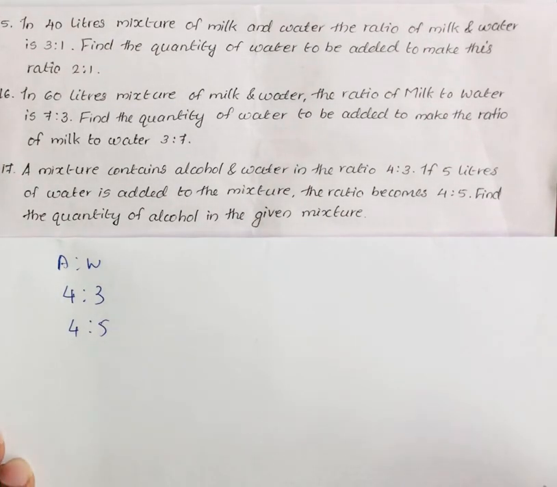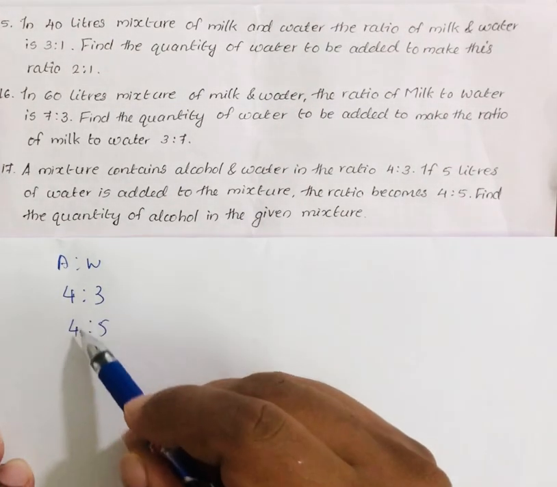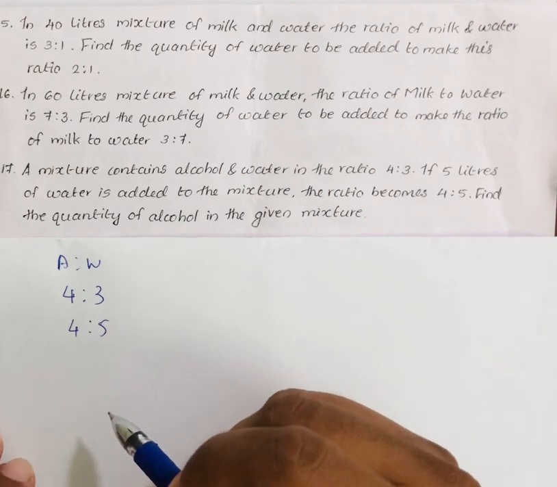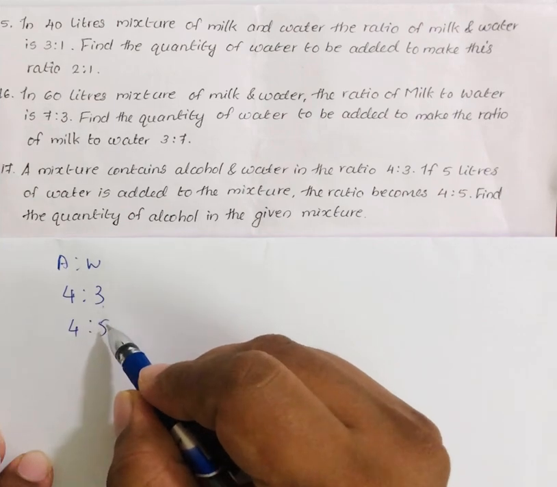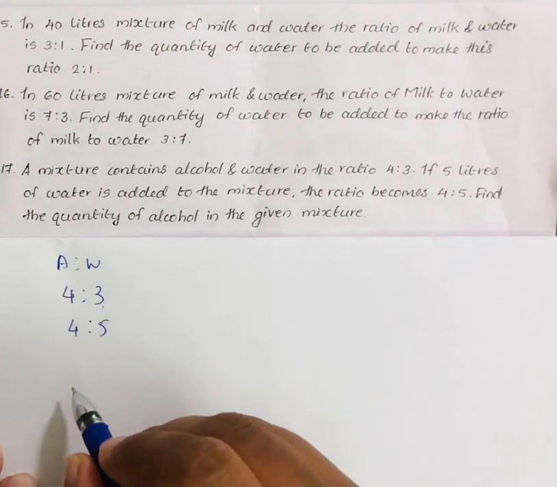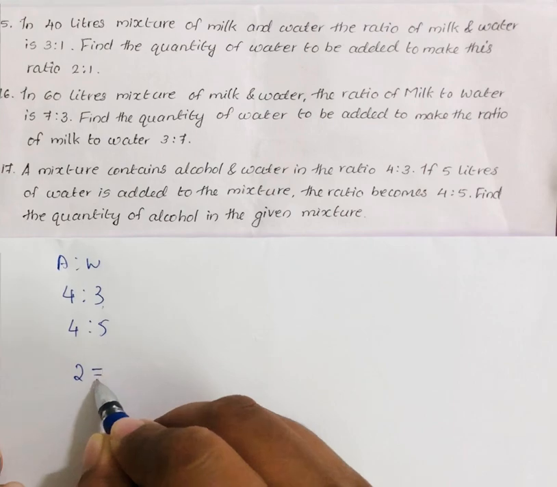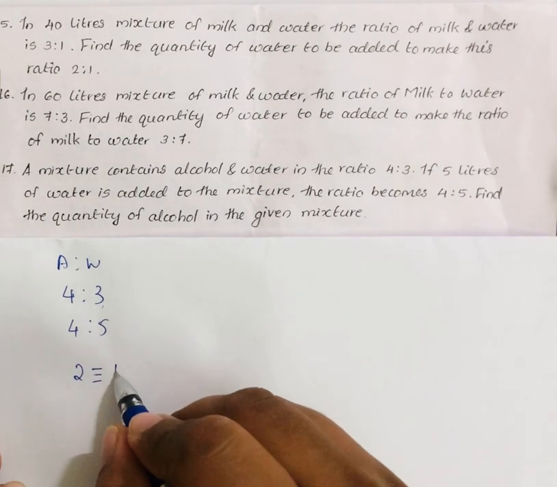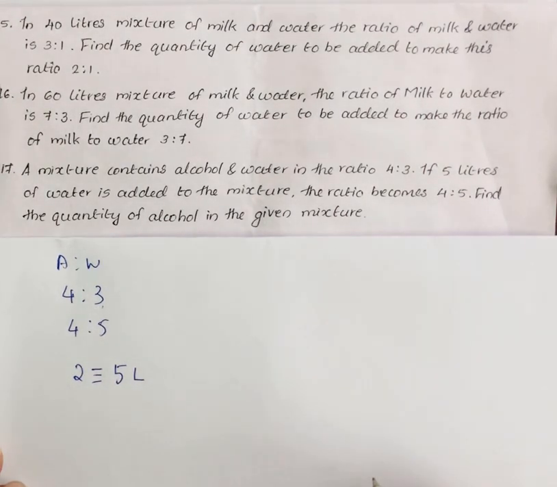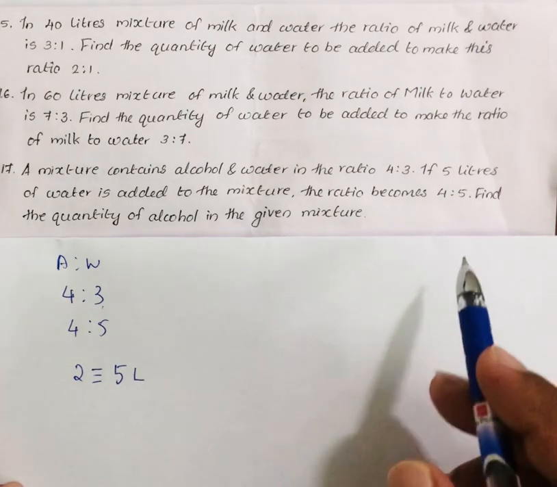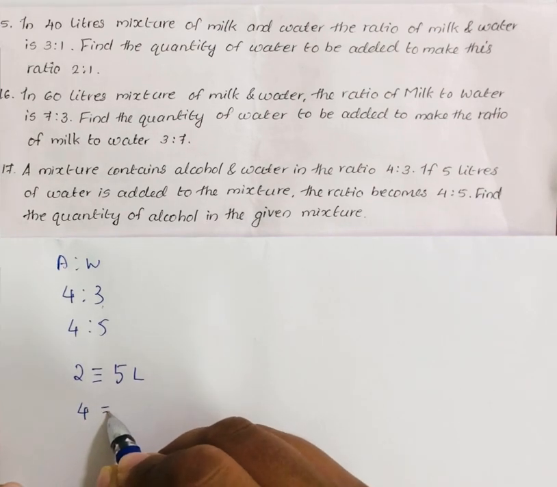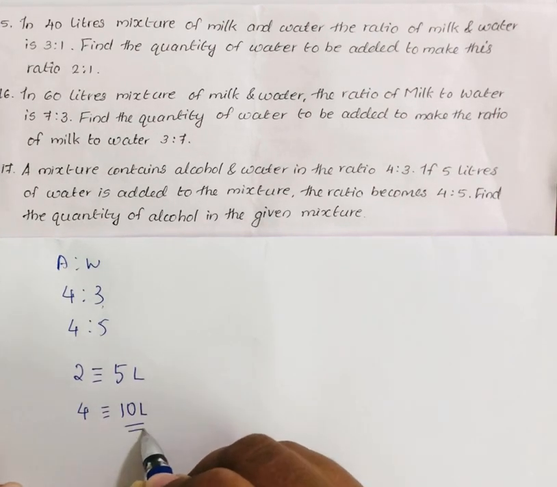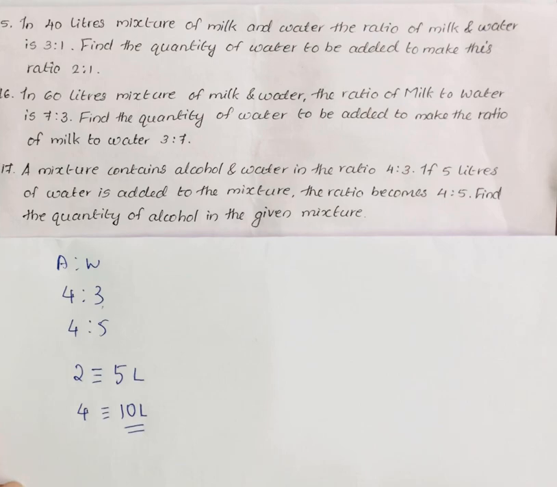Okay, so already the alcohol term here is same. So it is given 5 liters of water is added. So from 3 to 5, 2 part is added. So totally 2 part will be how many liters? 5 liters. You need to find the value of what? Find the quantity of alcohol in the given mixture. So you need to find the value of 4 part. So it will just be 10 liters. 2 part is 5 liters, so for 4 part it will be 10 liters.